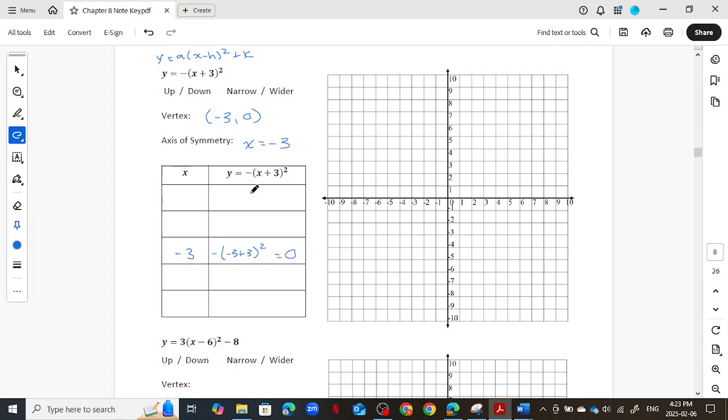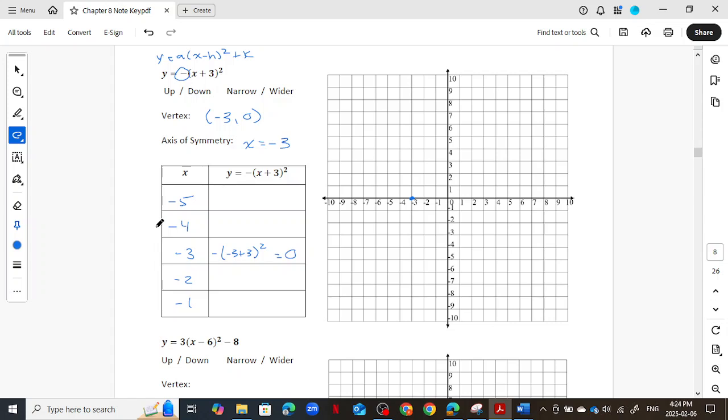Now, if you don't know what else to do from there, just use the table of values. Negative 4, negative 5, negative 2, negative 1. Plug them in, the graph will do what it's going to do, right? We have a vertex at negative 3, 0. What from there? I don't know, right? Plug it in.